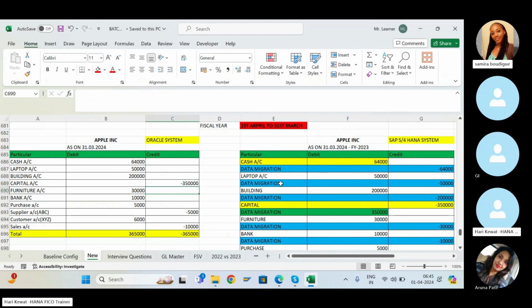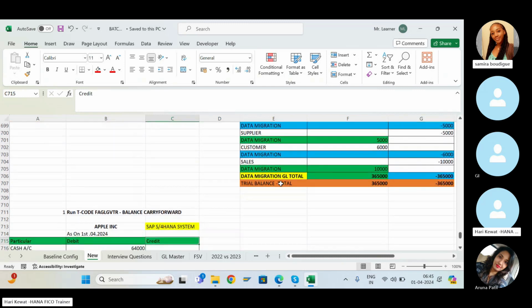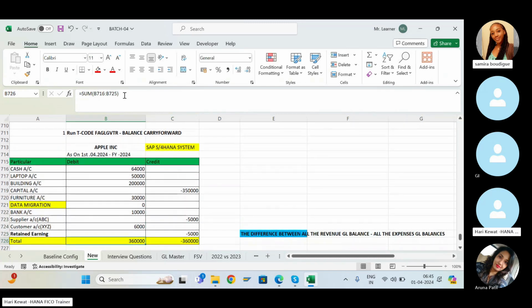When you carry forward, you have to run this T code in SAP, FAGLGBTR. Once you carry forward, then in the SAP system, as of 1st April 2024, that is fiscal year 2024, this is the trial balance you'll find.